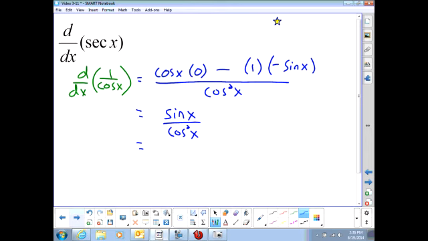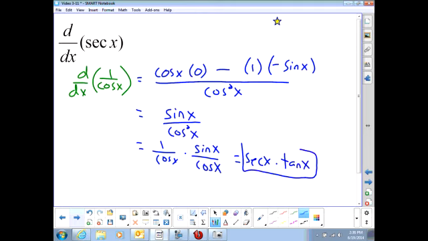We'll do like we did last time. We'll write one of them as a 1 over, so we'll do 1 over cos x times sine x over cos x, and you could do that in either order, it doesn't matter. 1 over cos x is just secant x. Sine over cos is just tan x. So our derivative of secant x is just secant x times tan x.